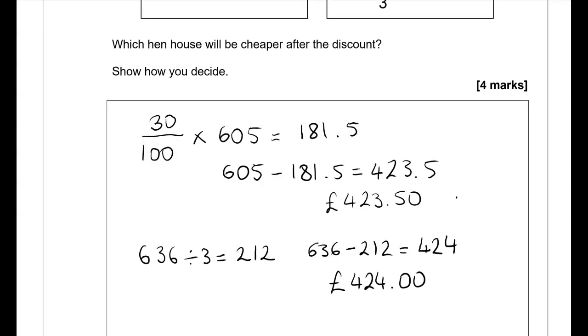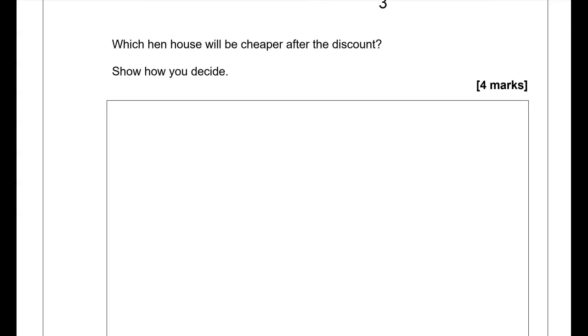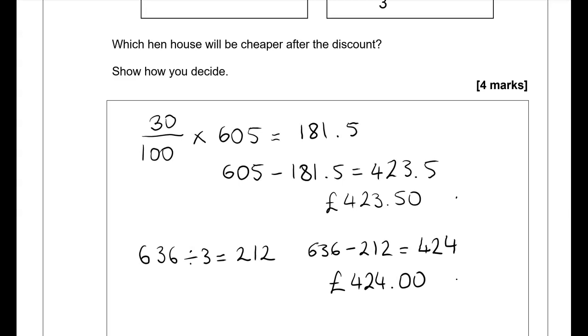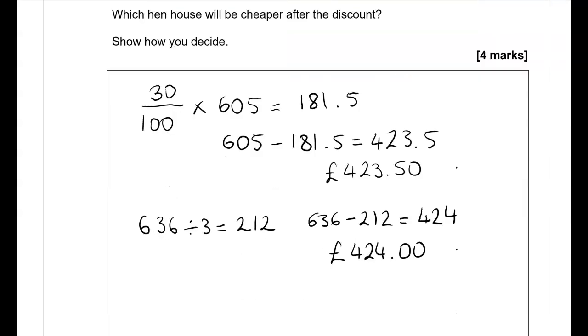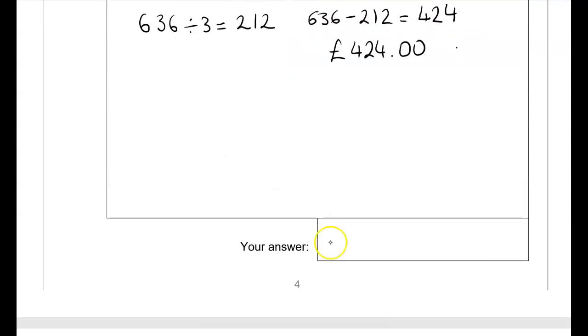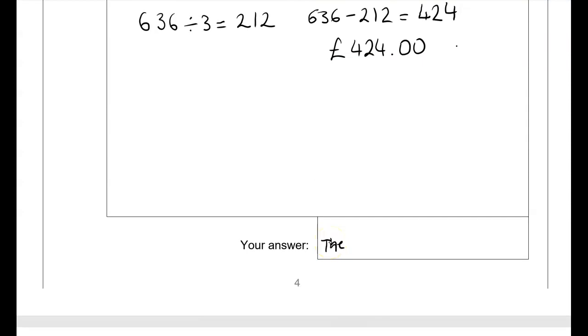Now comparing these two amounts, which one is cheaper? £423.50 is cheaper. So we're going to go for the Majestic, which is £423.50.